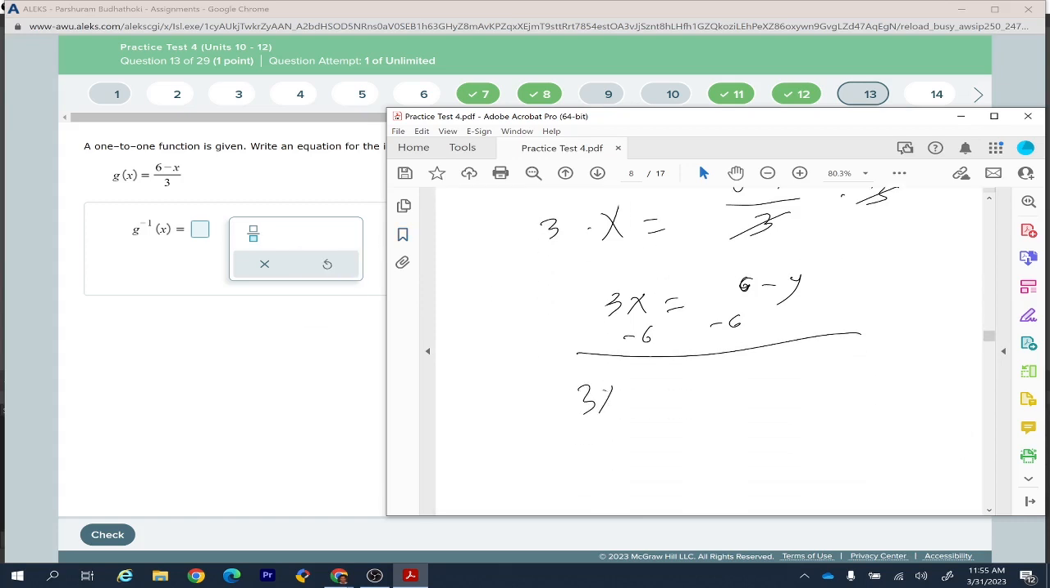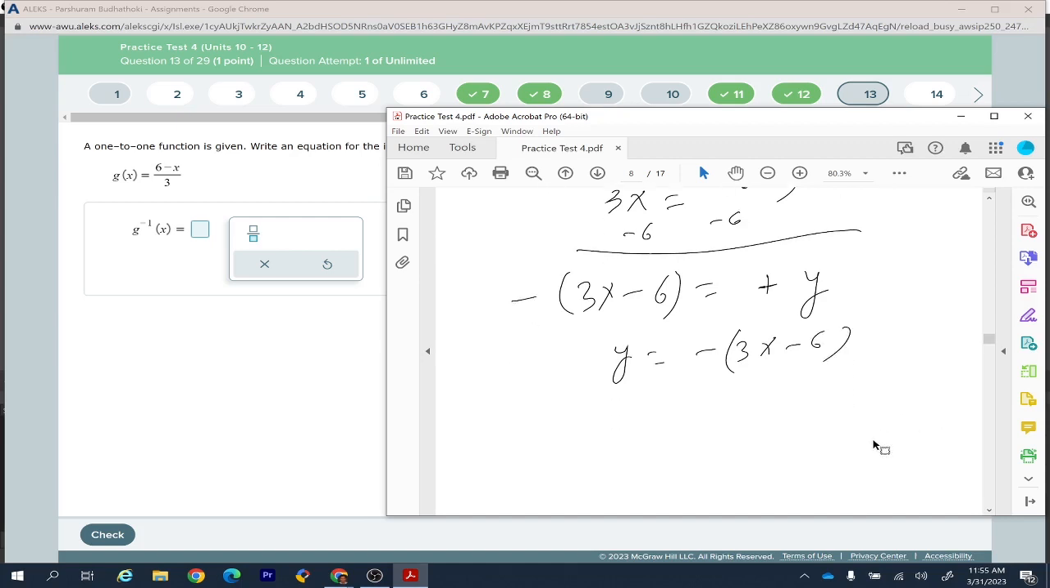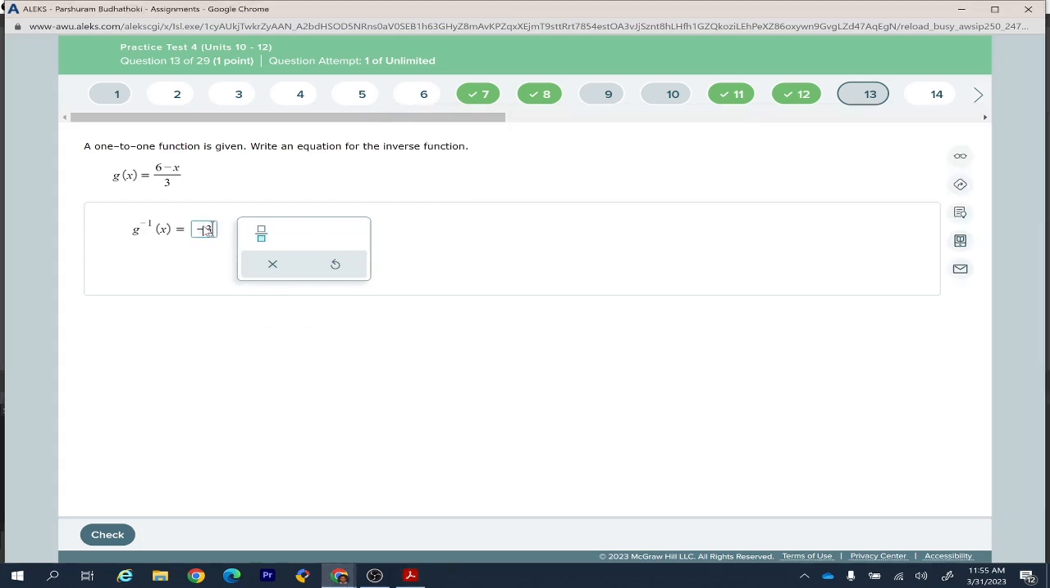So that will be 3x minus 6 equal negative y. We don't need negative y, we need positive y, so just multiply both sides by negative 1. By doing that, this negative becomes positive. So y equals negative 3x plus 6. This y finally represents the inverse of the given function. So the inverse of g of x is negative (3x minus 6) if you want to use the parentheses. Otherwise you can just open the parentheses and eventually it's going to be negative 3x positive 6.